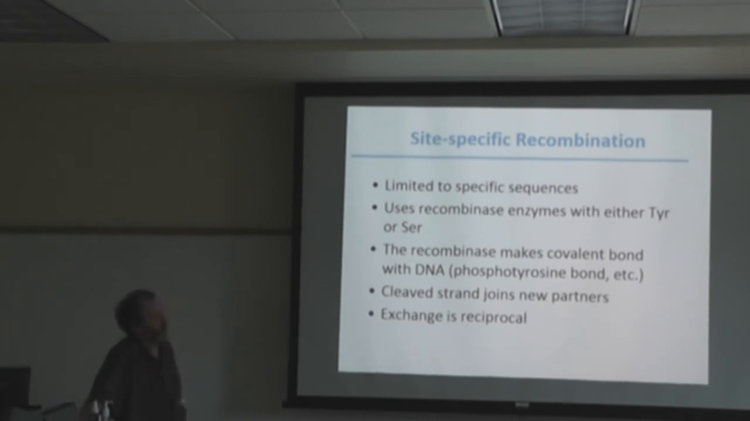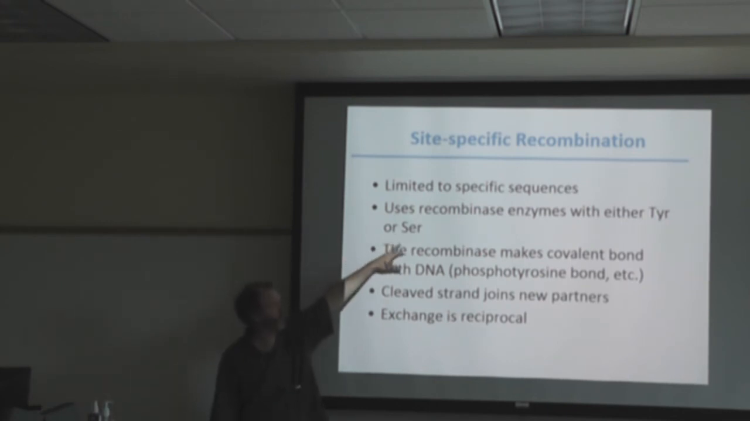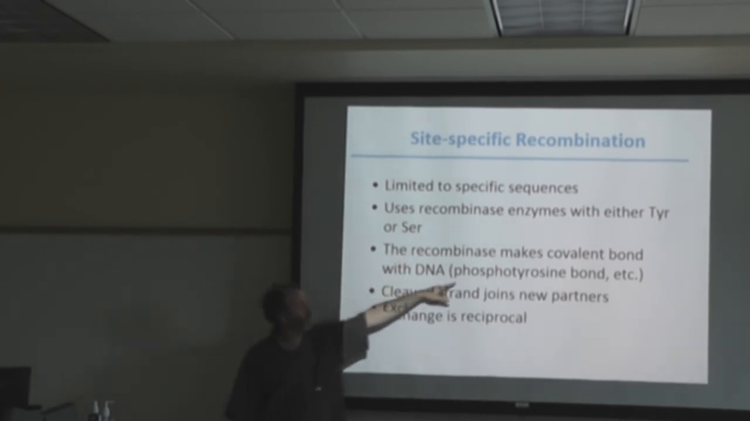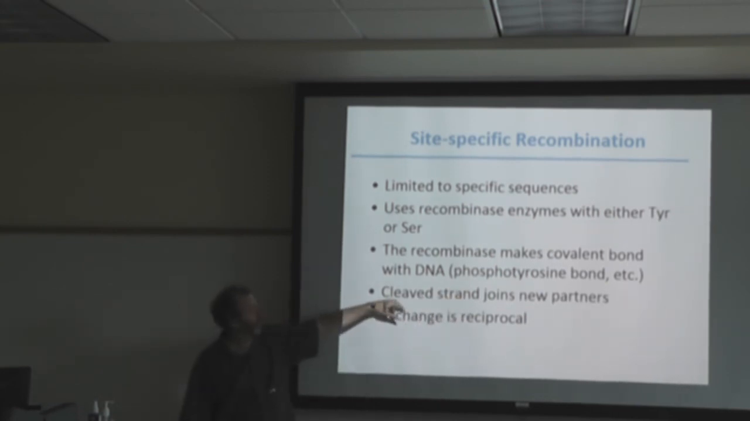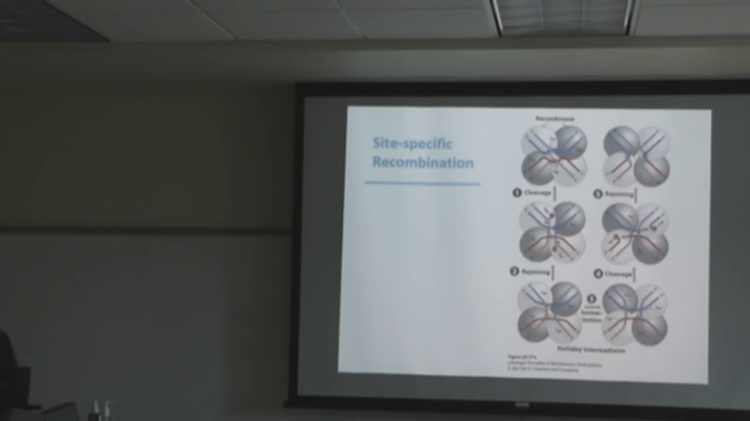Site-specific recombination uses recombinase enzymes with either a tyrosine or a serine. The recombinase makes covalent bonds with the DNA via phosphotyrosine or phosphoserine bonds, right? It cleaves the strand, joins new partners, and exchanges reciprocally. And this shows you site-specific recombination that can occur.